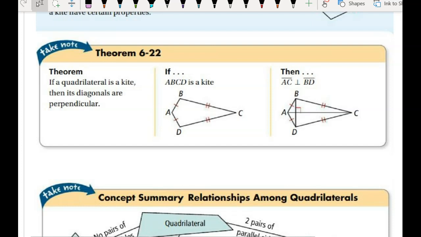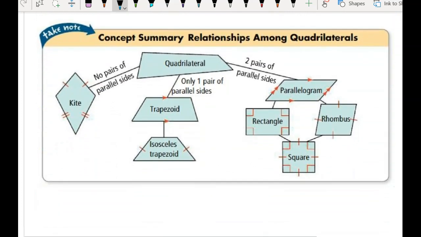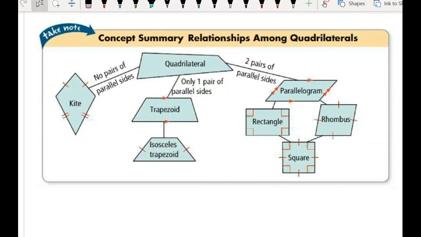So let's take a look at theorem 622. If a quadrilateral is a kite, then its diagonals are perpendicular. So in this case, our diagonals are AC and BD, and AC and BD are perpendicular. And then this last thing is just a summary, so I'm not going to go over that. You can take some time and look at that. It gives you a visual representation of everything.